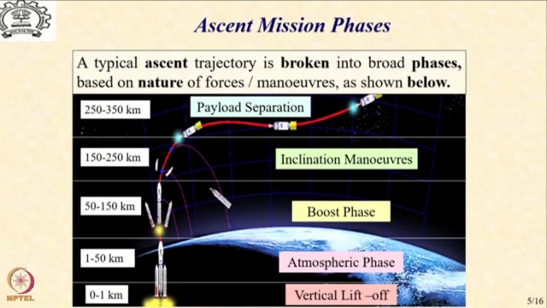And once the sufficient velocity is acquired, you start performing applicable trajectory maneuvers and then reach a point where possibly you want to release the payload, which is a spacecraft or satellite, after which it is assumed that the spacecraft will perform the task as designed or as required.